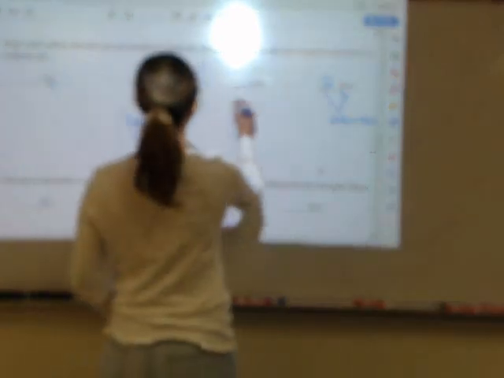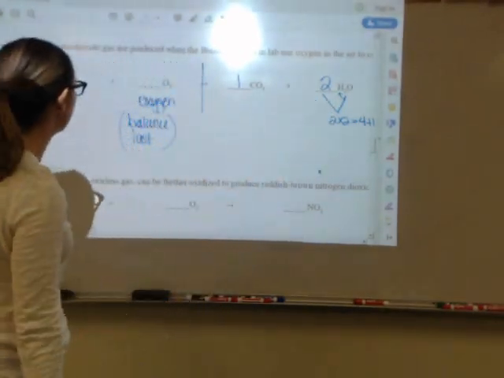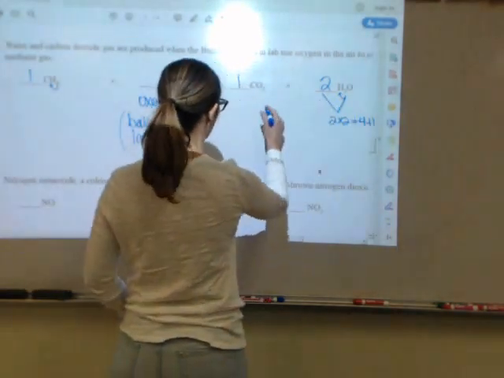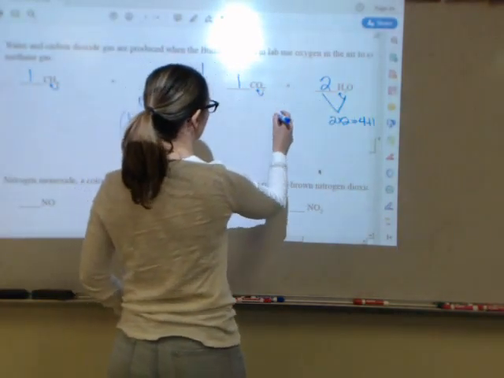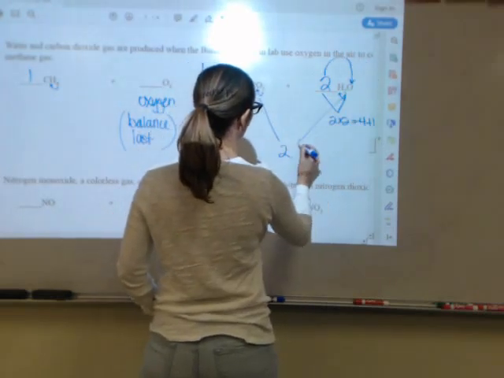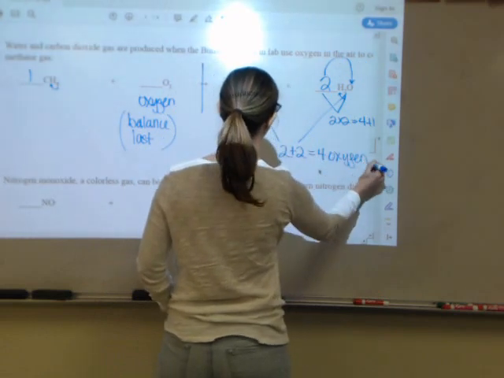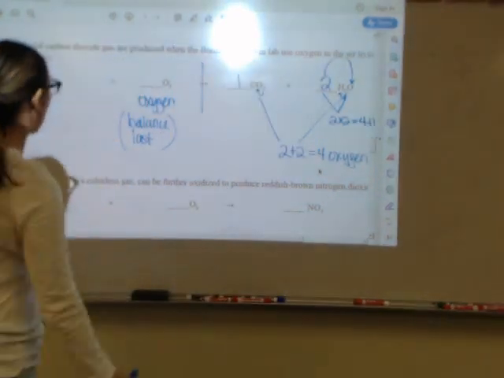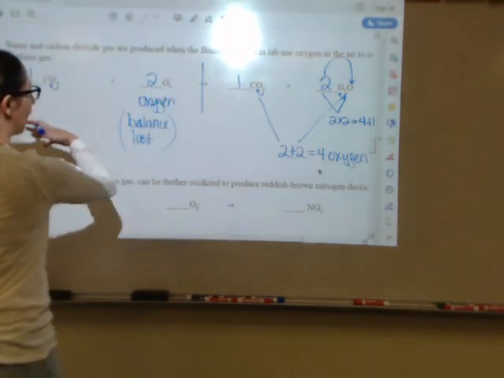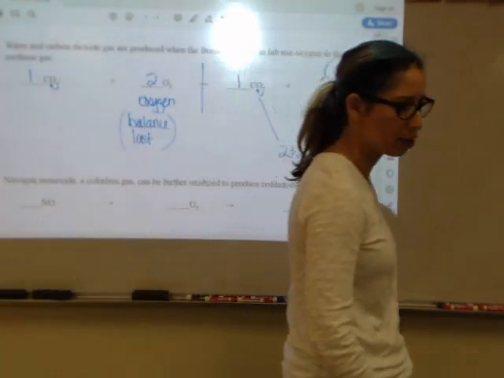So what I'm going to do here is add up all of the oxygen on the product side because I have oxygen split in 2 different compounds. You have 2 oxygen here and 2 oxygen here. So 2 plus 2 would give me 4 oxygen on the product side. So I'm going to put a 2 in front of O2 because 2 times 2 is 4. And now everything is balanced and we're done. The coefficients are 1, 2, 1, 2.